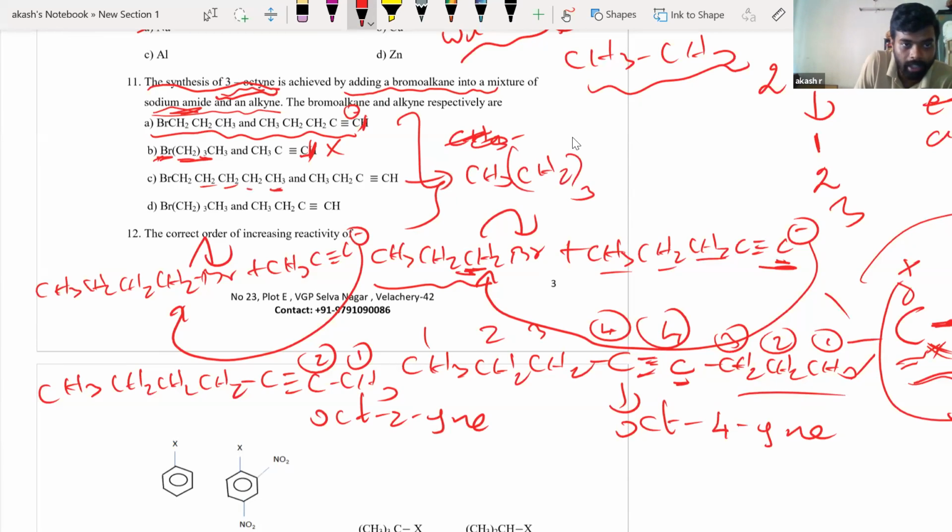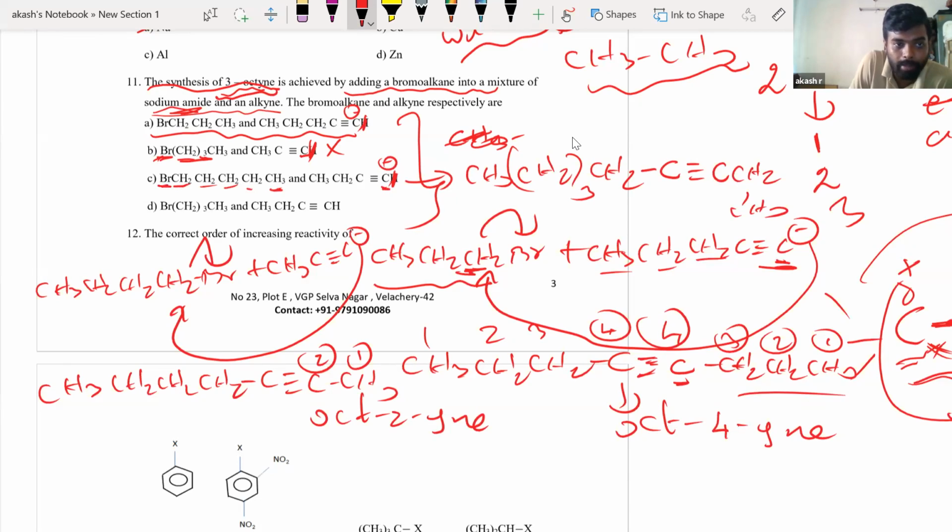CH3 thrice. Now, still one more CH2 is left. CH2. Now, you add this carbon because this is the negative charge. I have to remove the hydrogen. Now, this will become C triple bond C CH2 CH3. Right? I'm talking about C.